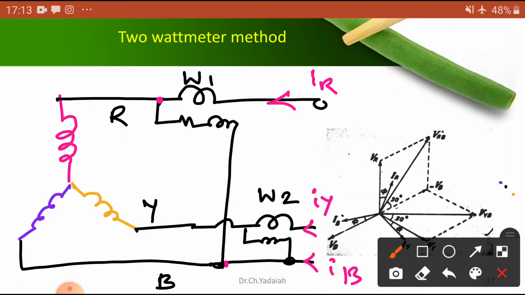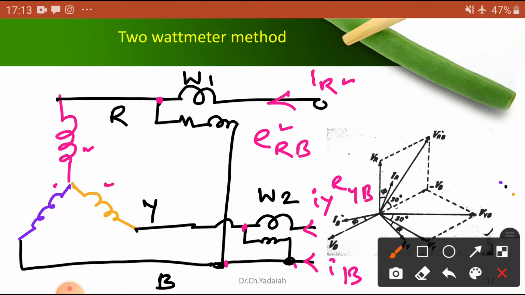Now it is connected to the voltage between R and B. Can I write it? This phase pressure coil is simply E RB. What is the pressure coil here? This is YB, I can write E YB. Just remember this. As you know, this is an inductive load, so the current which is flowing lags the line voltage. That is why I indicated it here.